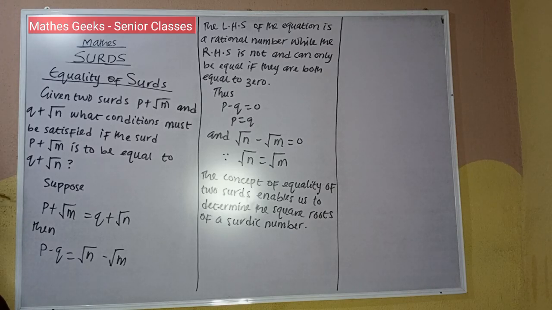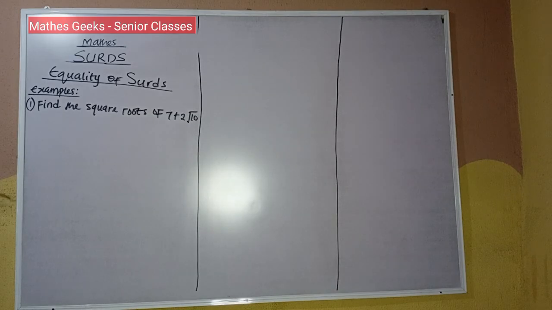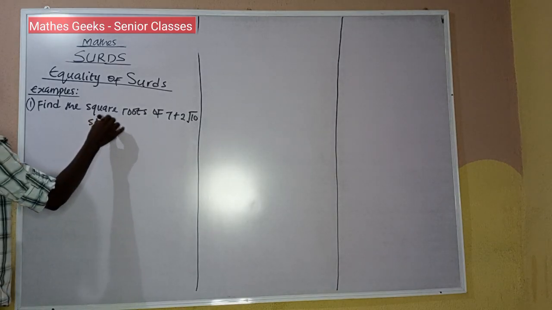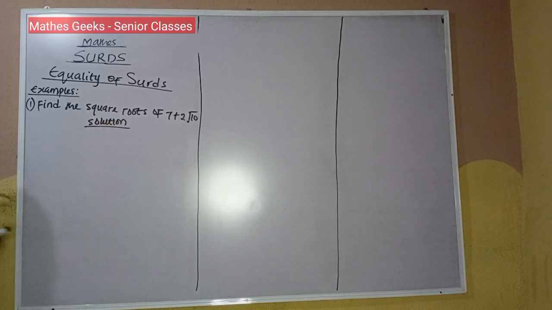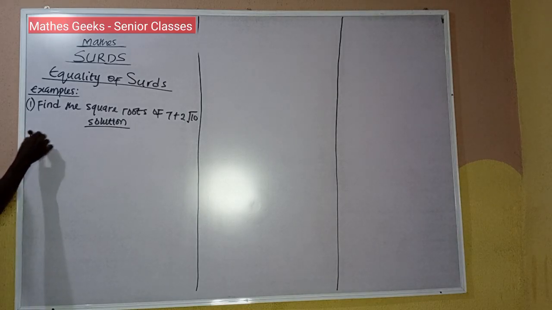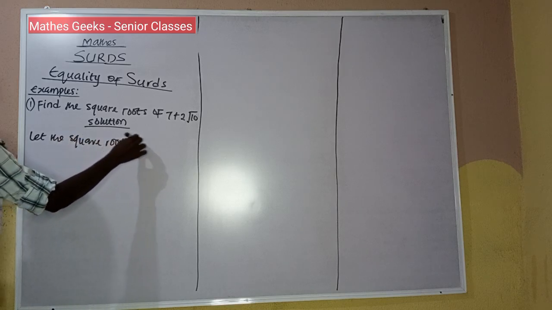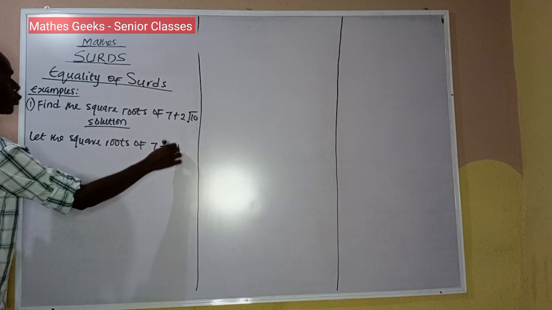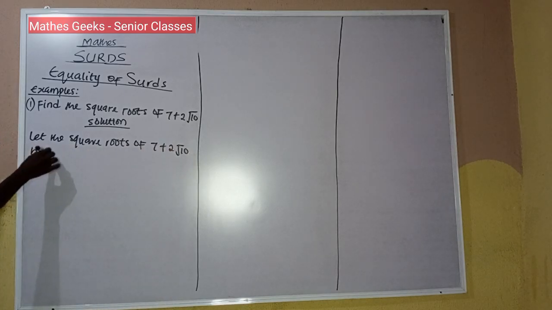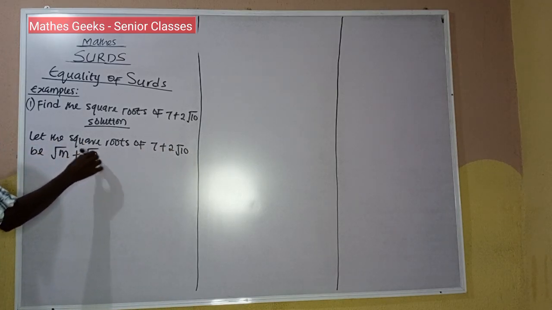So I take examples. Subsequently, we're going to see how this rule is applied. Find the square roots of 7 plus 2 root 10. So we're going to say let the square roots of 7 plus 2 root 10 be root m plus root n.